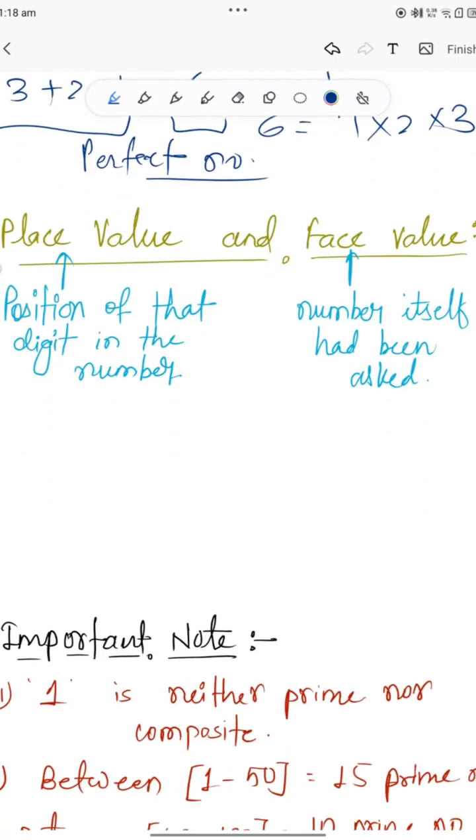Okay, there are two important terms which you must know: place value and face value. For some numerical based questions, and in the programming world also, it is used a lot. So what is face value?